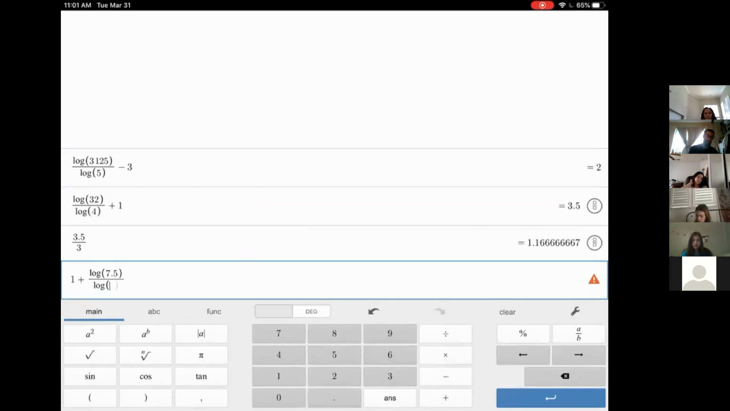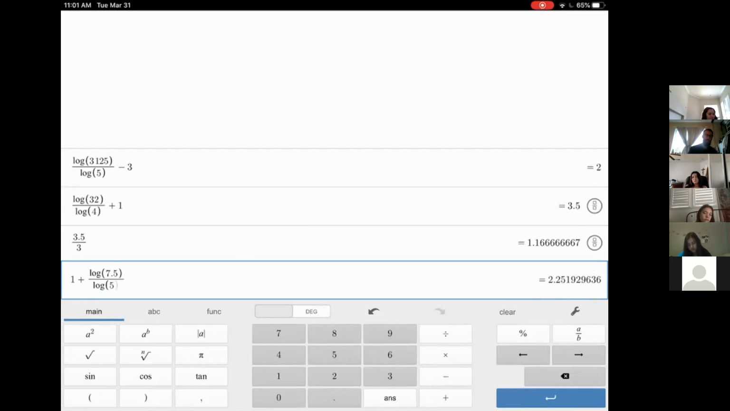And y'all notice hopefully that on this calculator screen that you see, I have the 1 in front, and then I have log 7.5 divided by log 5 as its own fraction. I'm not dividing the entire expression by log 5, meaning I'm not dividing that 1 by log 5, just 1 plus the division problem or the fraction.